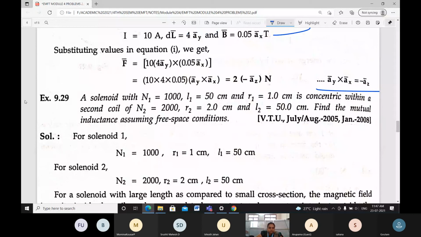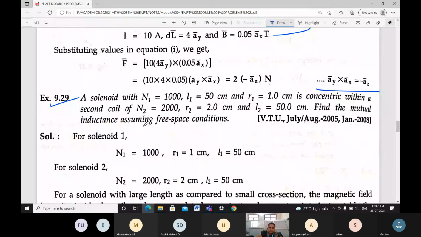Then the next problem. This problem was asked in the exam also. Just go through the question paper that I shared. A solenoid with N1 given as 1000, L1 given as 50 centimeter, and radius R1 going to be 1 centimeter, is concentric with one more coil, that is a second coil with turns N2 as 2000, R2 given as 2 centimeter and L2 given as 50 centimeter.